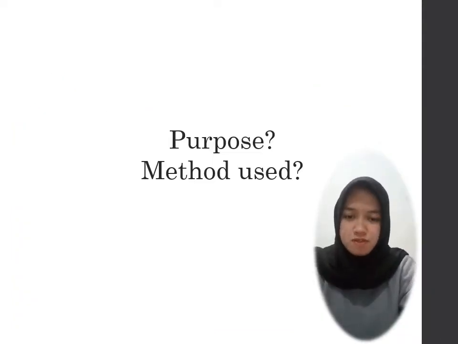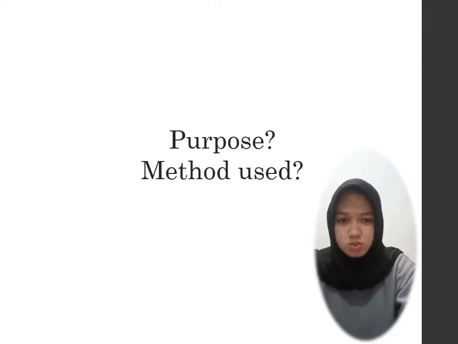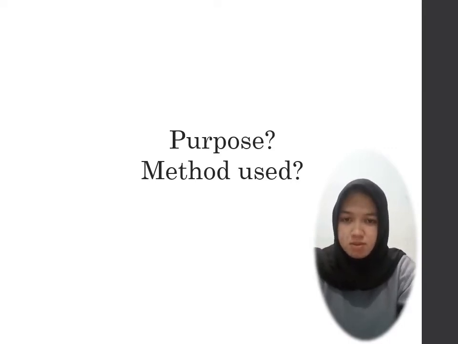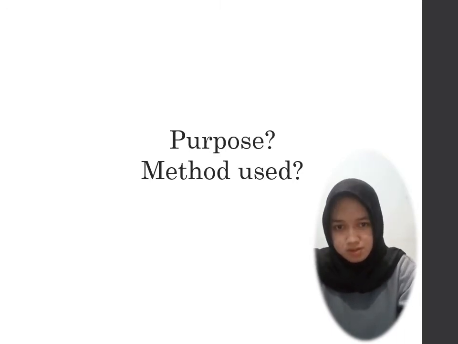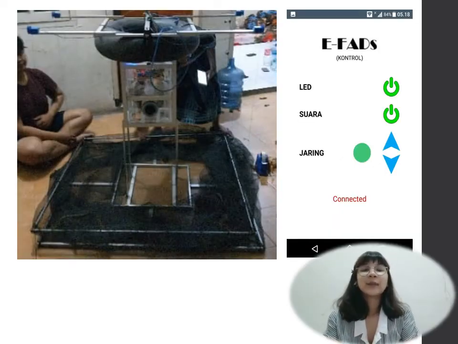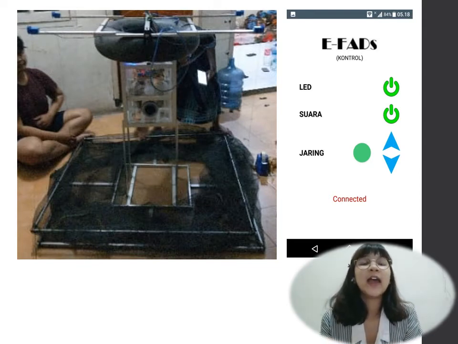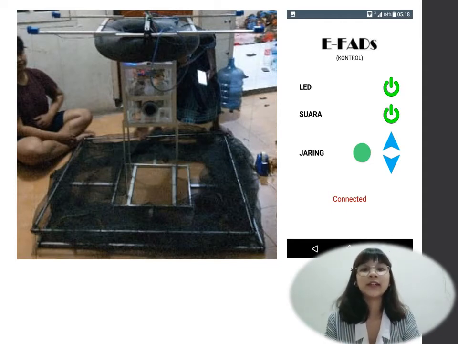The purpose of this research is to build a more effective FAD to be used by the fishermen, featuring the Android system on their mobile phone, and the methods used are as follows. These are the pictures of the electronic FAD invention that the researcher made. In the left picture, we can see the actual prototype of the electronic FAD device. The first thing that we see is the thing that keeps the electronic FAD afloat. And underneath it, we can see the thing called the attractor.